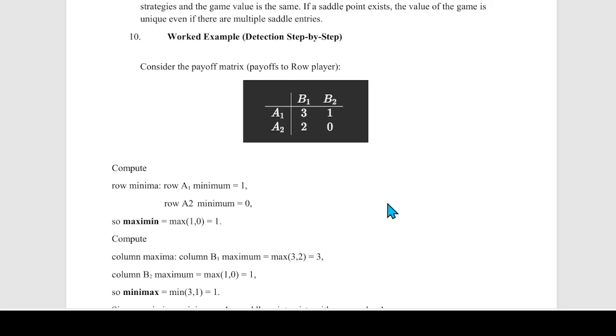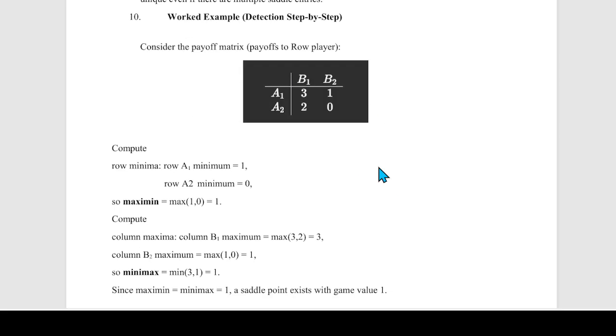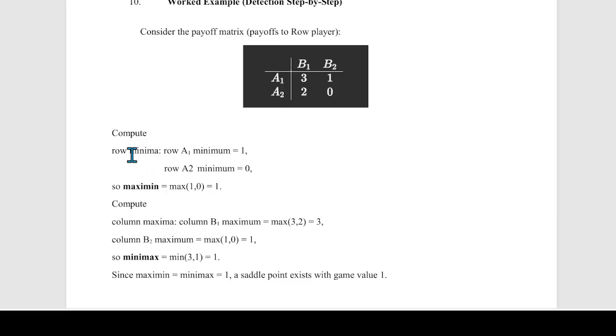Now here is an example of finding a saddle point. Now what do we have here? We have this pair of matrix, and now we are going to find the saddle point over here. Now, finding the row minima. Okay, for row A1 we are going to find the minimum of 3 and 1, that will be 1. Then for row A2 we have to find the minimum of 2 and 0, that is 0. Now from these values we have to find the maximum. Alright, first minimum then maximum, that will be 1. This is our maximin value.